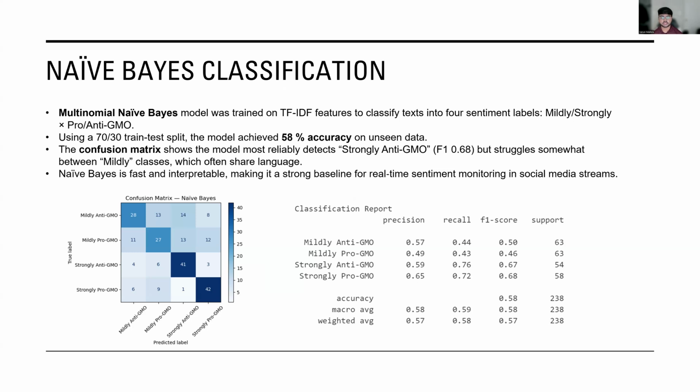Naive Bayes is fast and easy to interpret, so it makes a strong baseline model for real-time sentiment monitoring in social media streams, especially in Reddit posts.